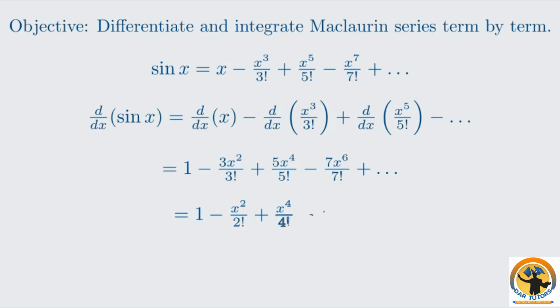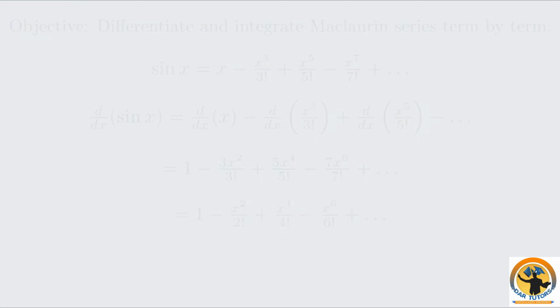This simplifies to 1 minus x squared over 2 factorial plus x to the 4th over 4 factorial minus x to the 6th over 6 factorial, and so on. And what do you know? This is exactly the Maclaurin series for cosine x. It works perfectly. Now let's try integration.